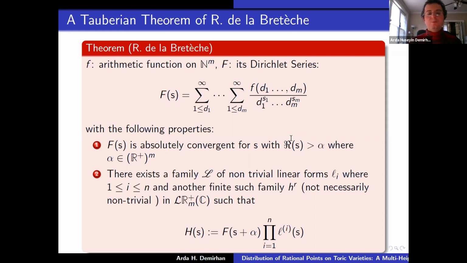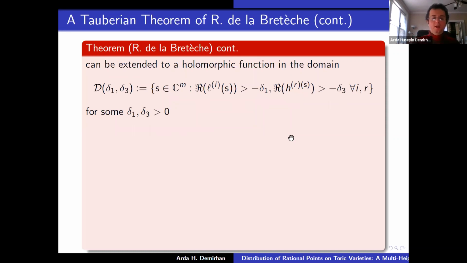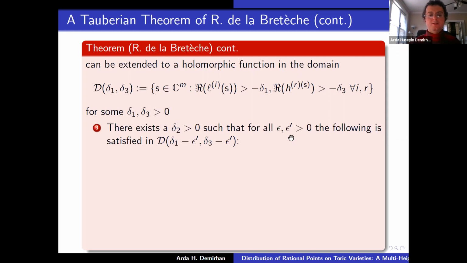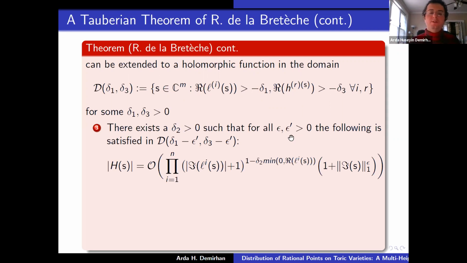So we ask Fs to be absolutely convergent for S when the real part of S is bigger than alpha. Alpha is a positive tuple. We ask for the existence of a family of non-trivial linear forms and another such linear family, not necessarily non-trivial, such that HS, shifting the contour and multiplying with Li's, clearing the poles, gives a nice function in some special domain. And finally, we ask for the existence of some special domain in which we have moderate growth in vertical strips.